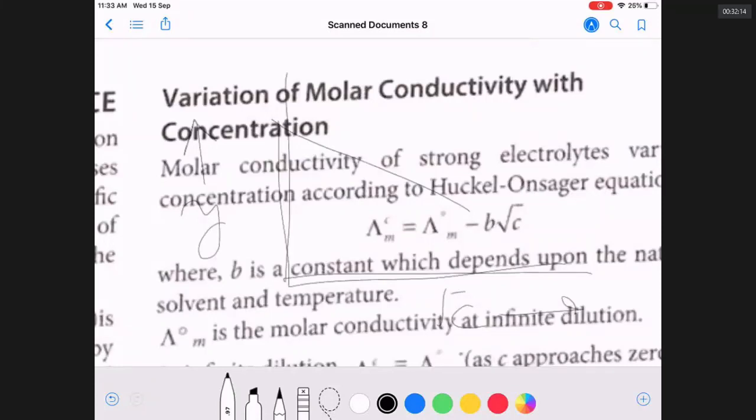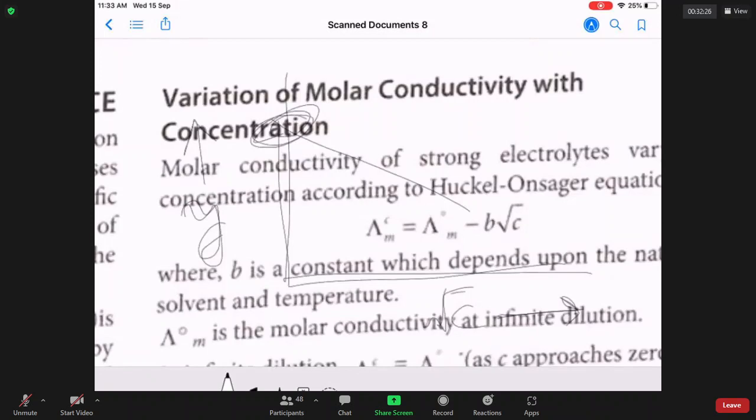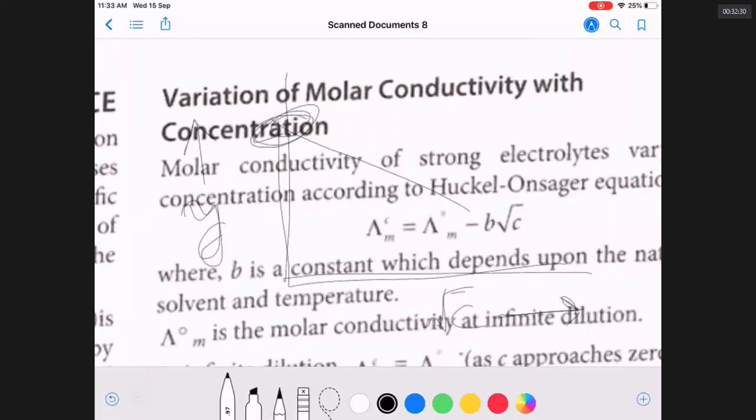Here square root of C is taken on the x-axis. Molar conductance is taken on the y-axis. The point of intercept is called molar conductance at infinite dilution. The slope of the curve is equal to B. Can you see it clearly? Y is equal to minus mx plus C, negative slope. Are we clear about it?